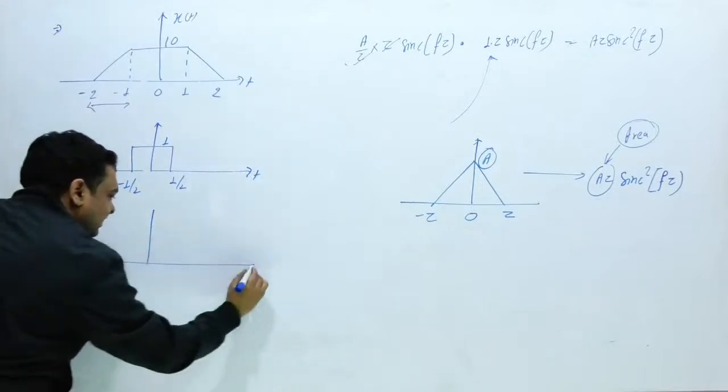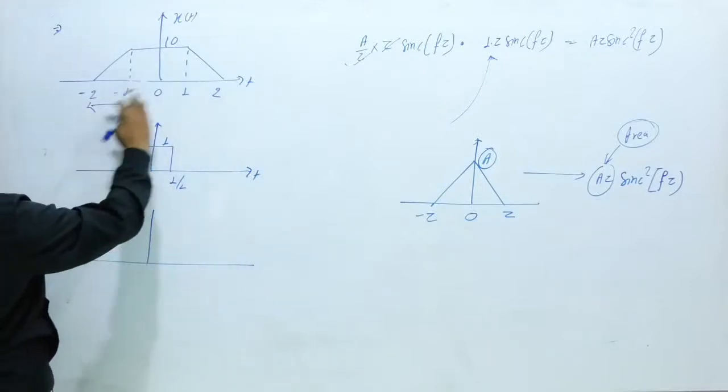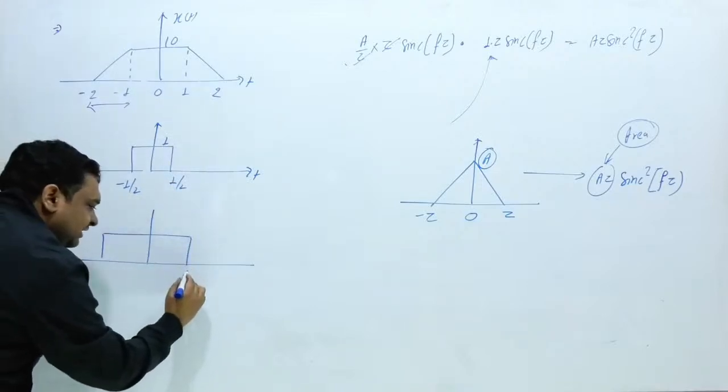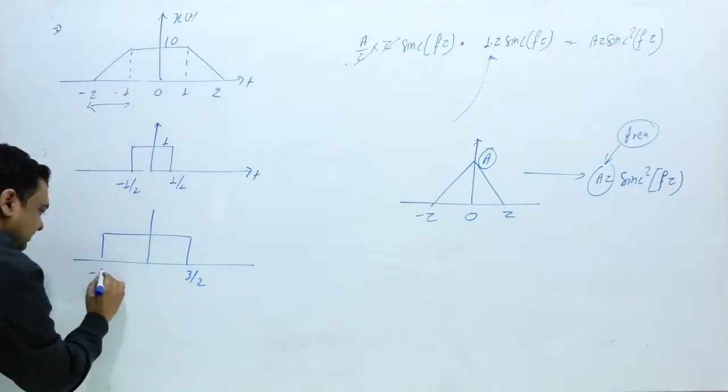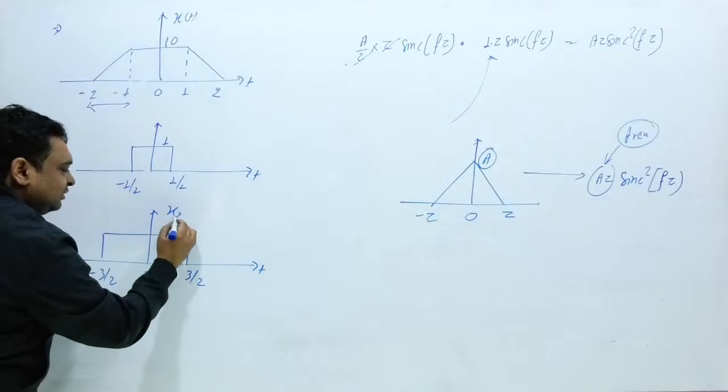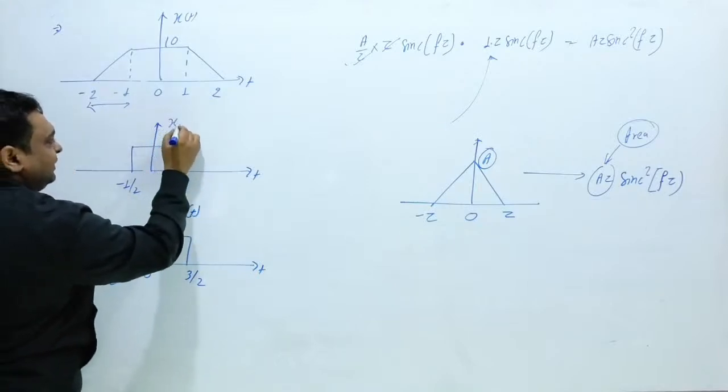Now the other signal: the remaining width is 1, and the total width required is 4. So the second width, can I consider 3. So this is 3 by 2 and this is minus 3 by 2, this is 0 and this is t, and this signal is x2(t) and this signal is x1(t).